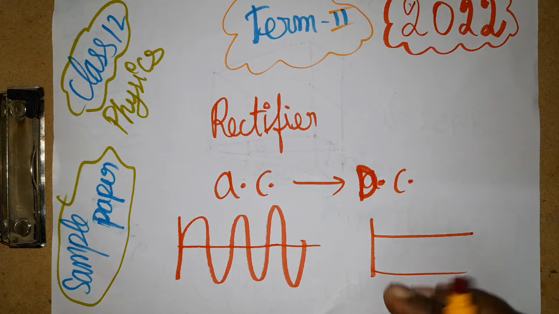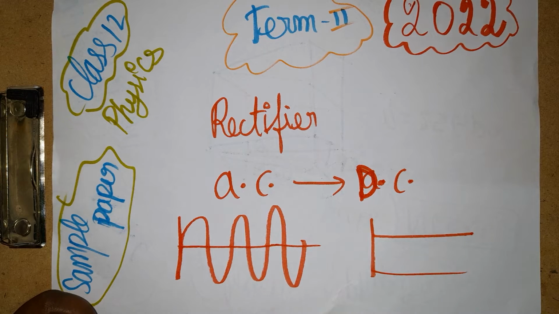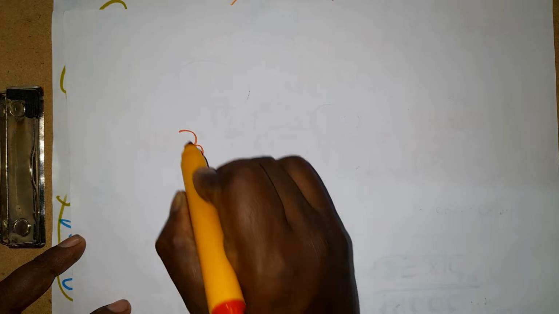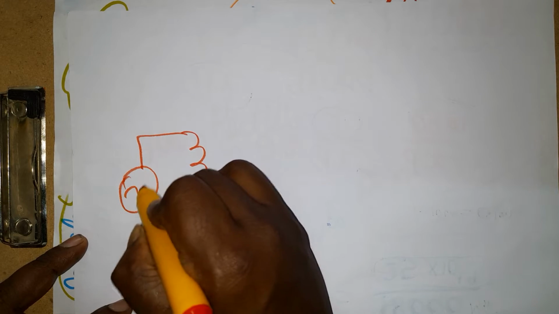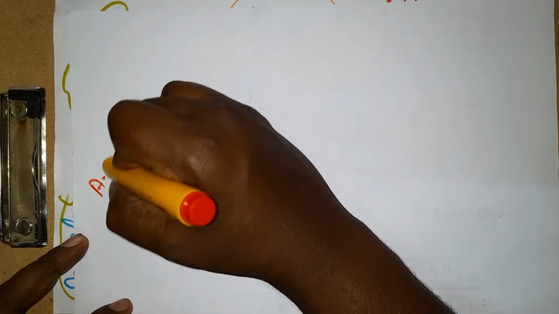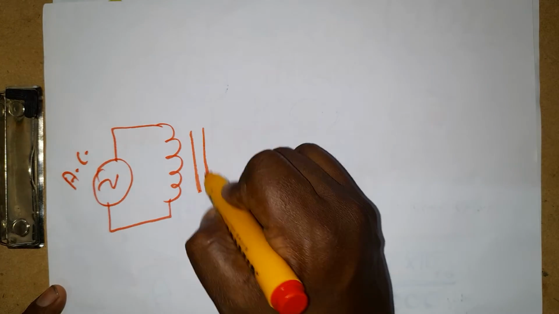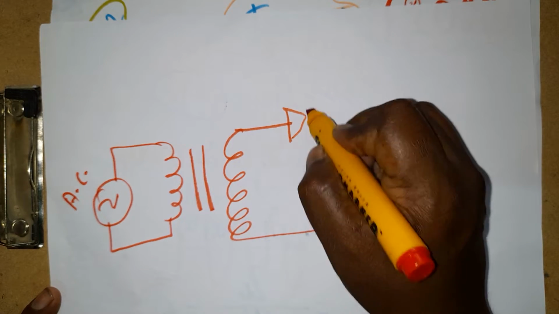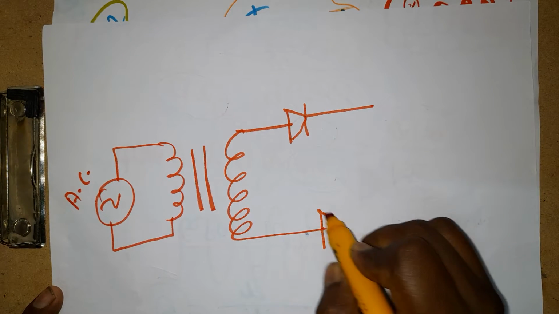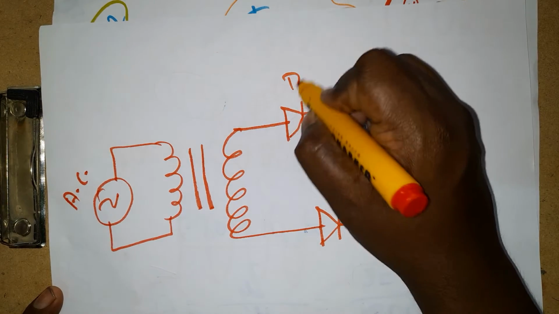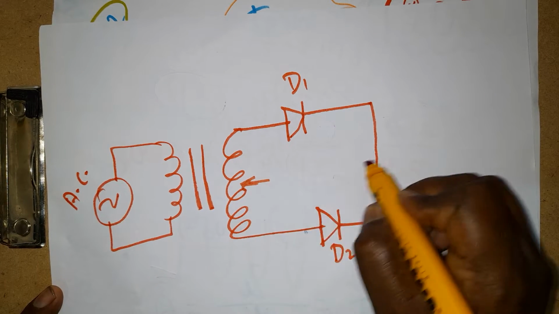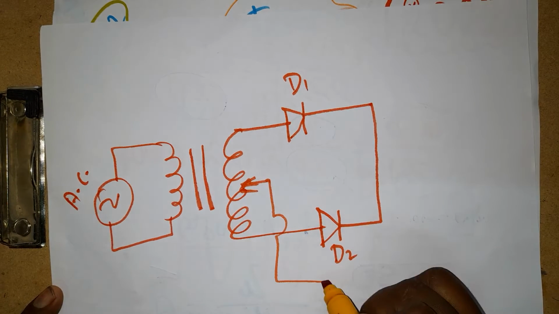We are going to use a full wave rectifier for this conversion. A full wave rectifier needs two diodes. I will draw the circuit. On this side I connected the AC source, and here I connected the transformer. There are two diodes. A diode works only when it is forward biased; in reverse it needs a high voltage to conduct. So we have diode 1 and diode 2, and the output is taken in parallel like this.